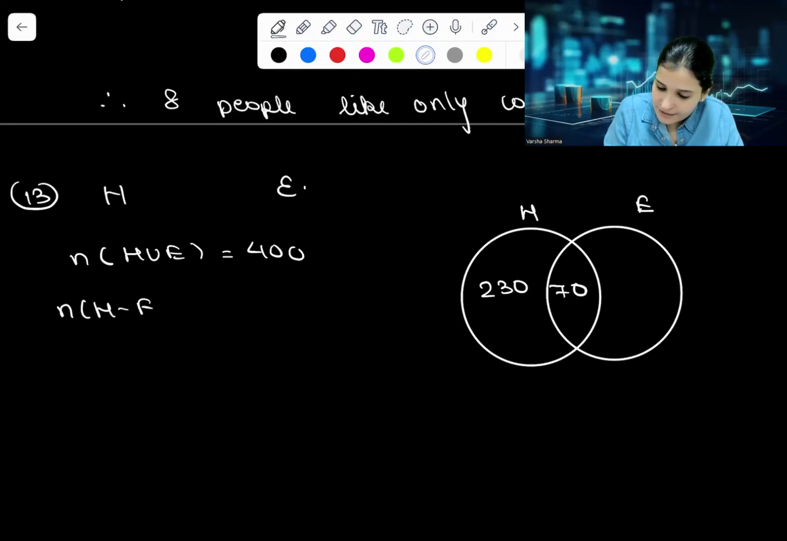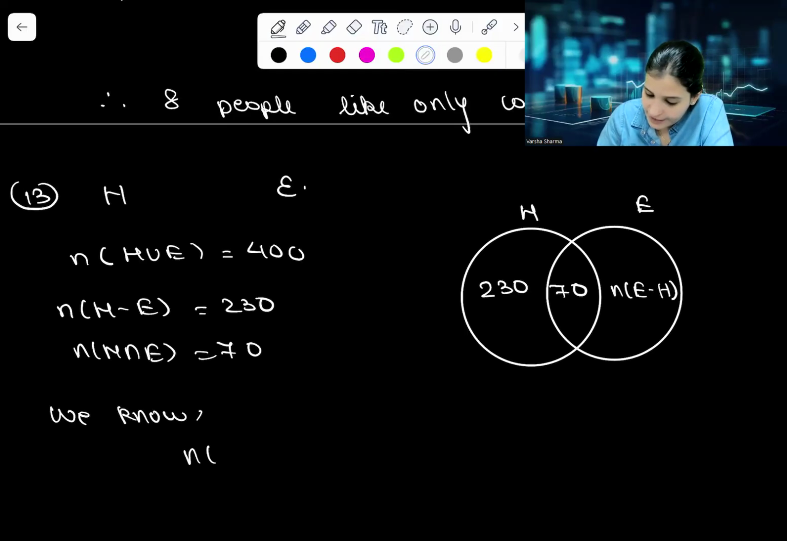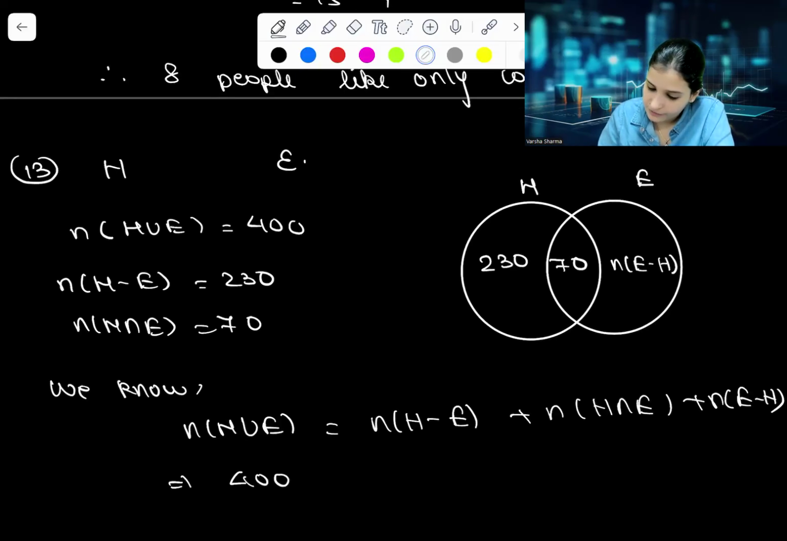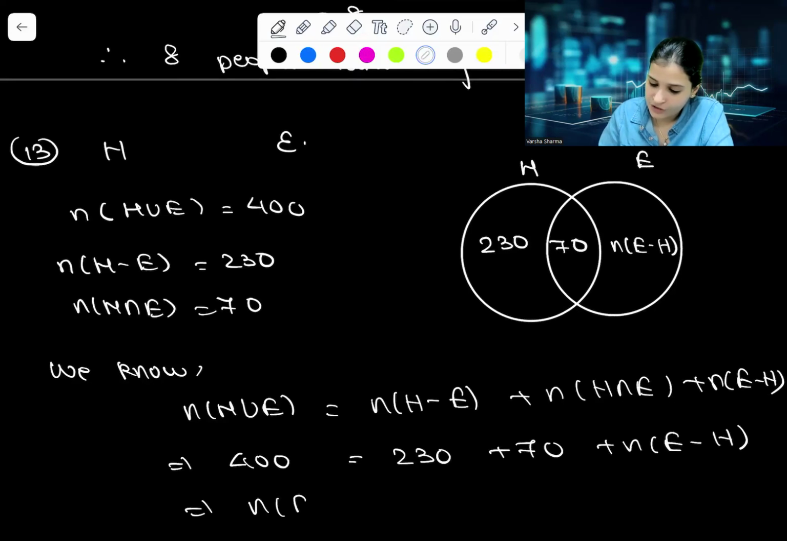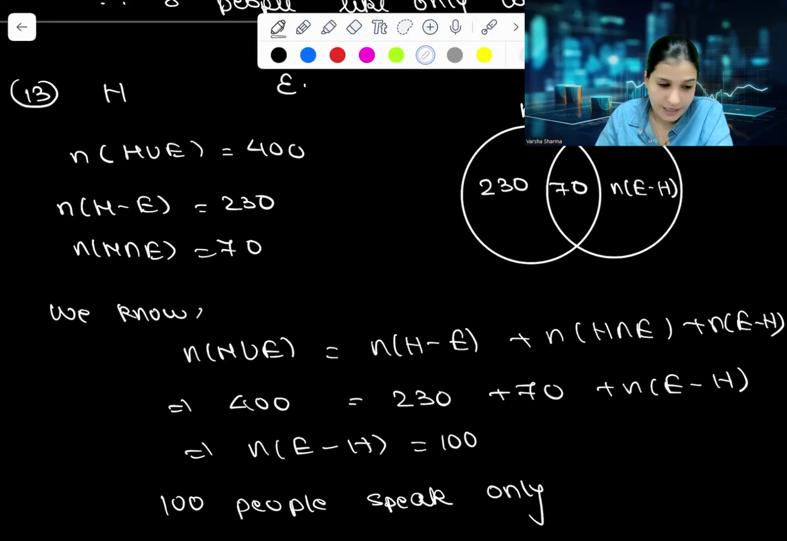So this is H minus E, 230. And N of H intersection E is 70. Yes? So if you see, this portion is what? E minus H, only English. So I can also use this formula. N of H union E is H minus E plus intersection plus E minus H. So 400 is 230 plus 70 plus E minus H. So E minus H is 100. Right? So 100 people speak only English.